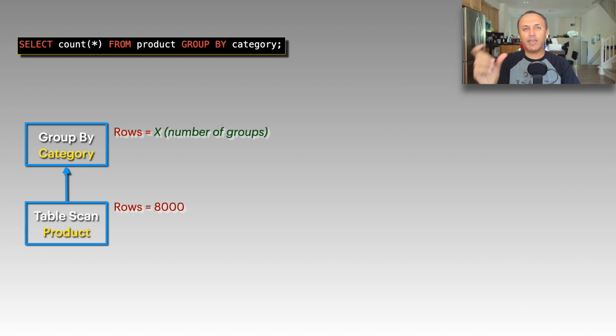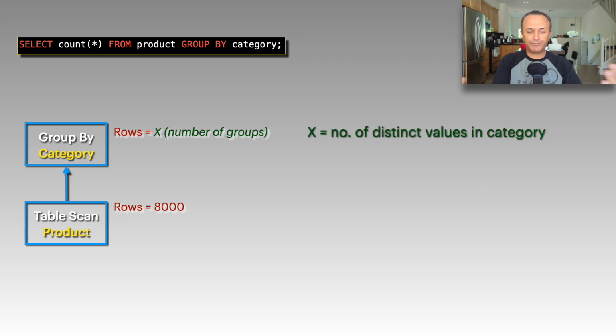So for each category value, that's a separate group, and then we're going to count the numbers in that group because we have count star and output that. So for each group, we have one output row. So the number of output rows is the number of groups, and the number of groups is the number of distinct category values.